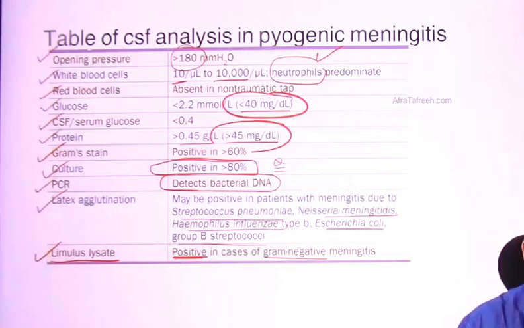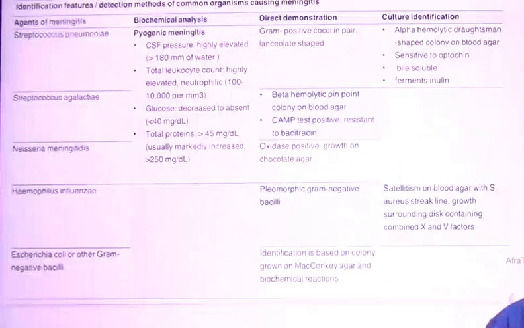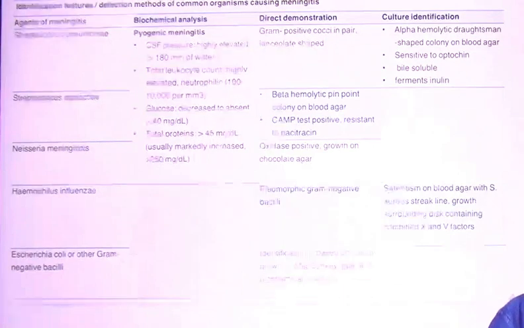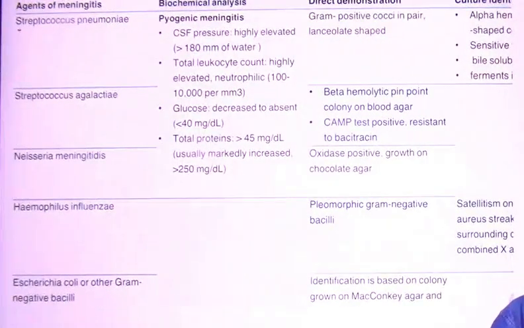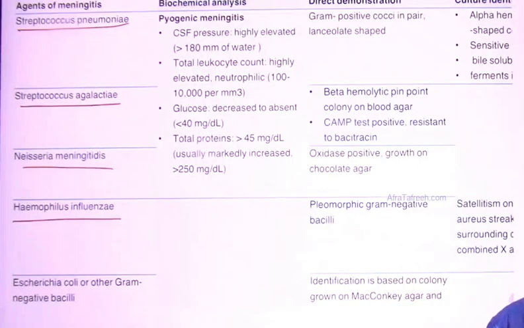Let's now see the whole comparison in a tabular form. This is the comparison of the various organisms which you are seeing in this particular table. Firstly, the big boss is what? Streptococcus pneumoniae. Then you have Streptococcus agalactiae, then this is meningococcus, and then this is Haemophilus influenzae.